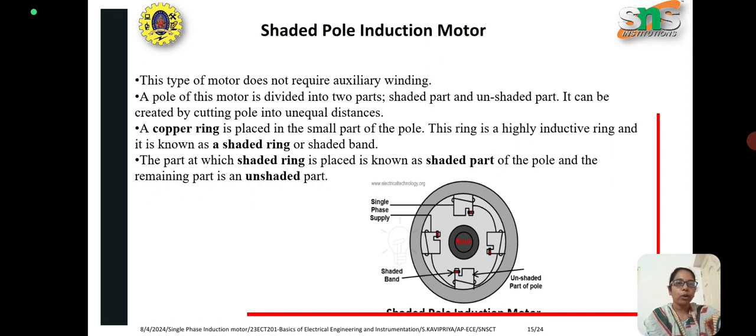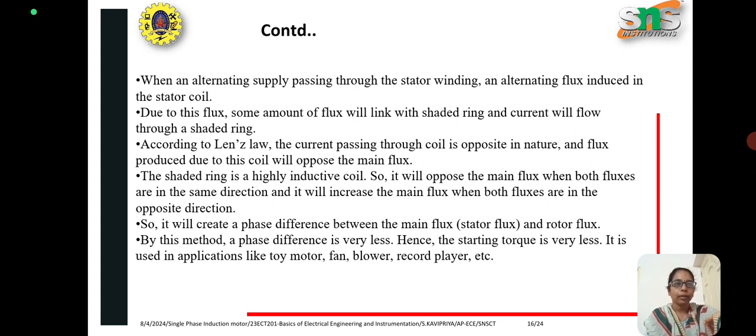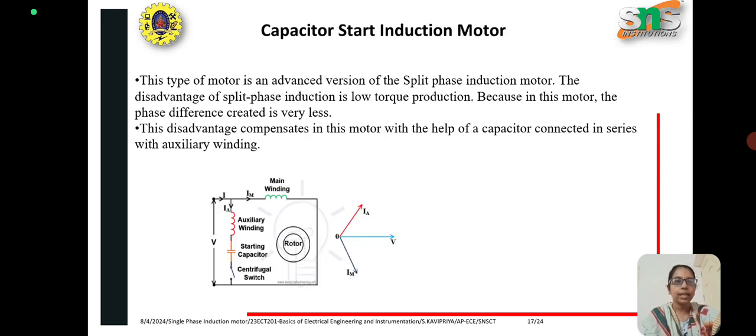And next is the shaded pole induction motor. In shaded pole induction motor, we won't have any auxiliary winding. Here the pole is divided into two parts, shaded part and unshaded part. A copper ring is attached to the shaded part. The part where the shading ring is placed is called the shaded part and the remaining part is called the unshaded part. In this method, the starting torque is very less, hence it is used in applications like toy motor, fan, blower, record player, etc.